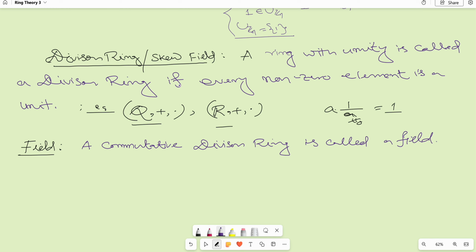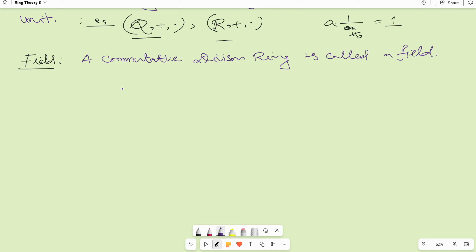So a division ring that is also commutative. Commutative means commutative under the second operation. The first operation is always commutative because it is an abelian group, so there is no point talking about the first operation. It should be commutative with respect to the second operation. This is called a field. These two definitions are clear.